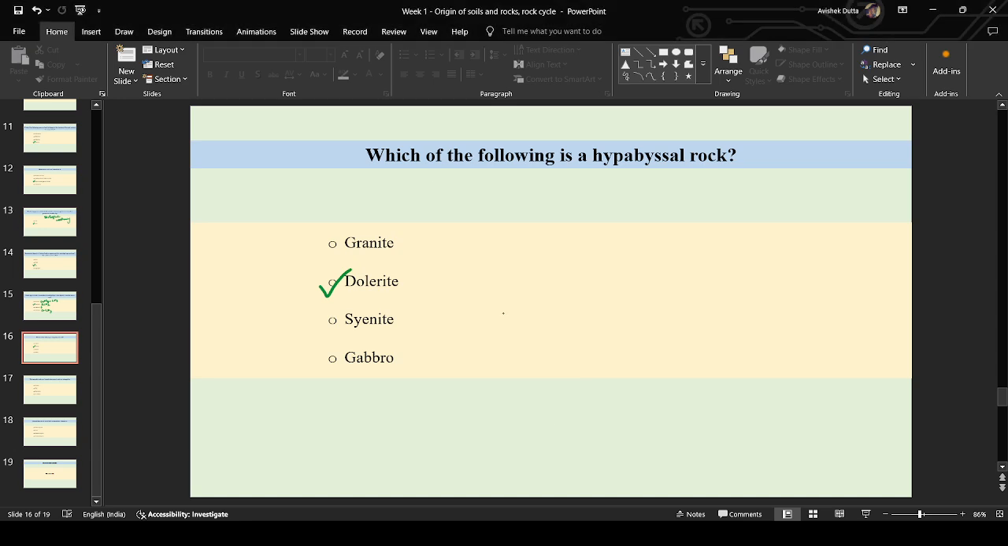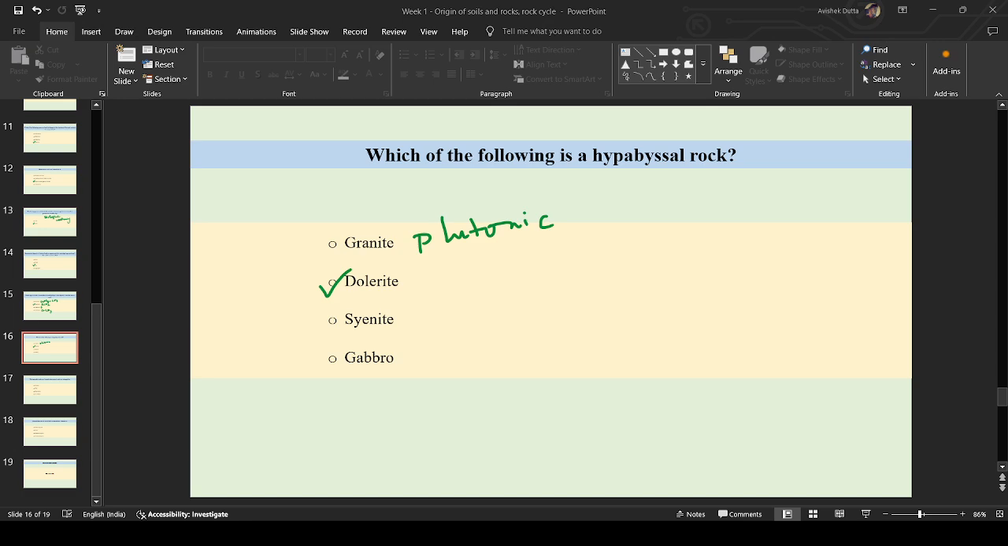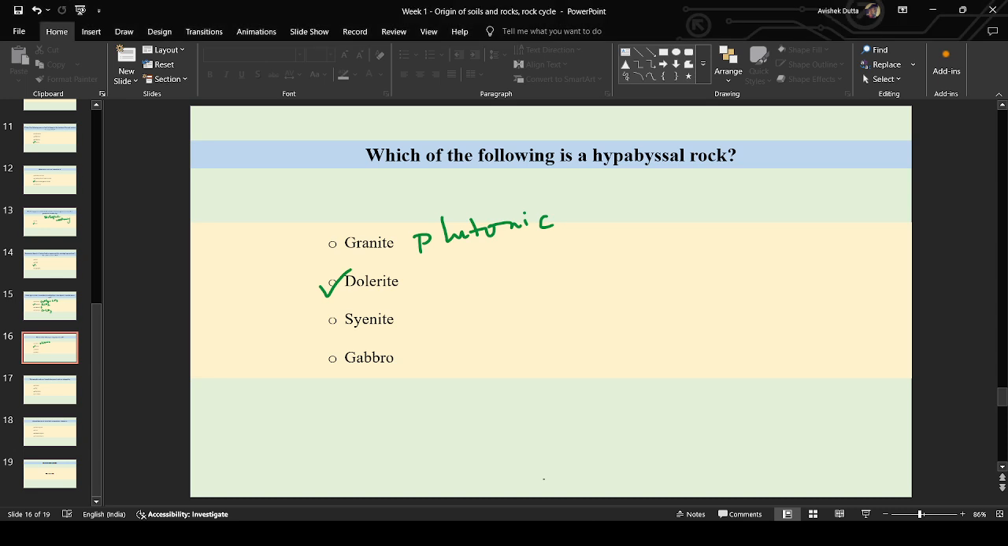Plutonic rock. What is syenite? You have told granite is plutonic rock. Syenite and gabbro, what are they? They are also both plutonic rocks.